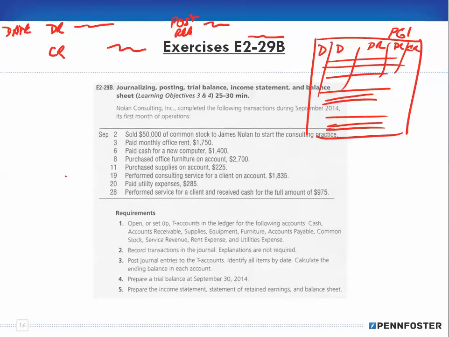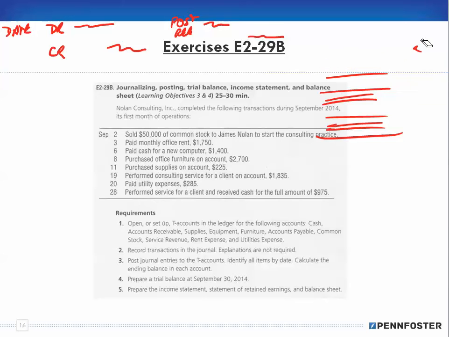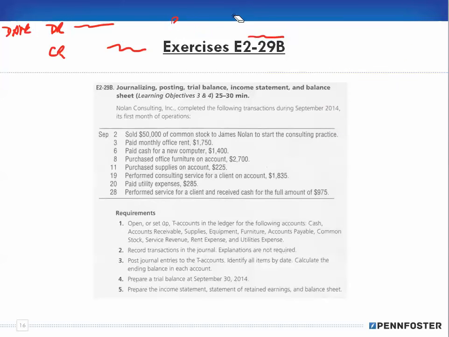Yes, we talk about making a journal entry and then posting them to our ledger accounts, but we're not actually doing it on the forms themselves. We're using the T accounts to simulate doing that actual work. We're trying to get the concepts down. The mechanics of it, you'll pick up in a little bit.